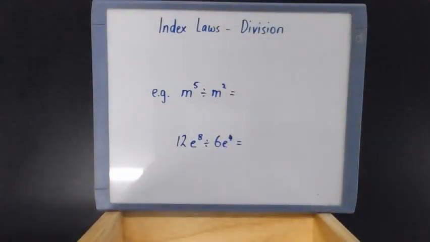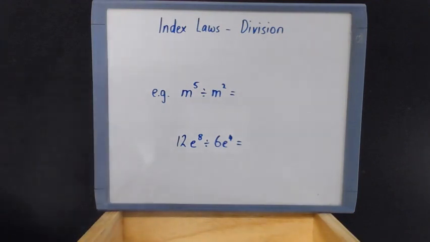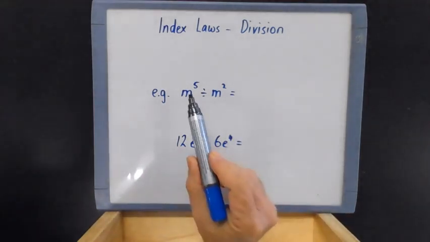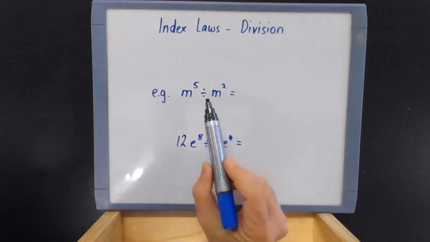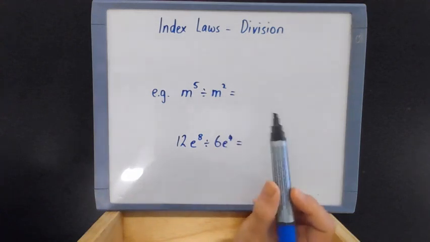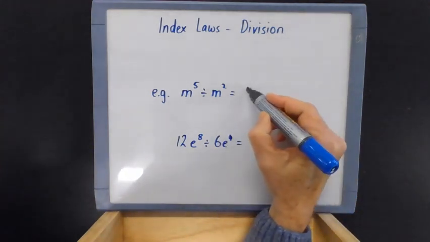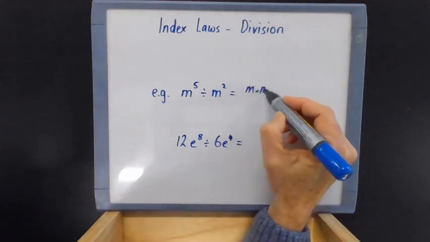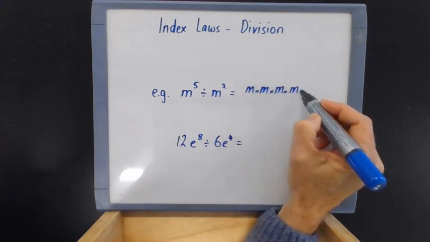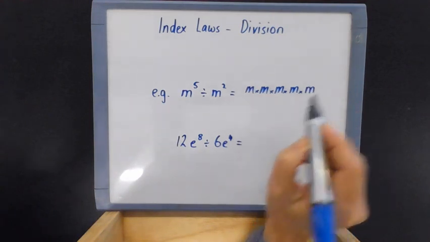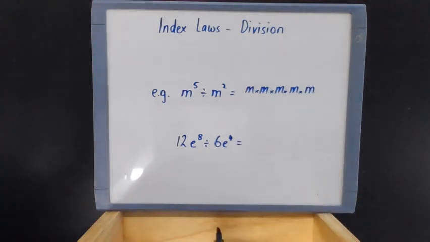The index law for division is quite similar to that for multiplication, but of course it has to be a little bit different, else it would not be division. First of all, we will look at how each of these terms looks in expanded form. So m to the power of 5 is m times m times m times m times m. There are 5 of them there.